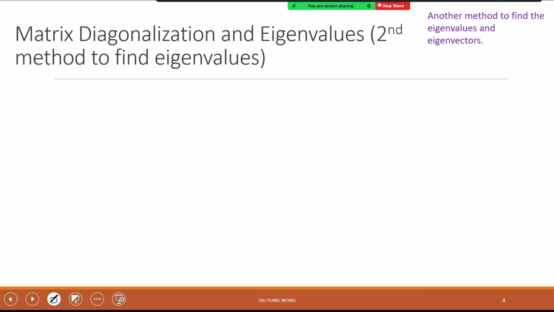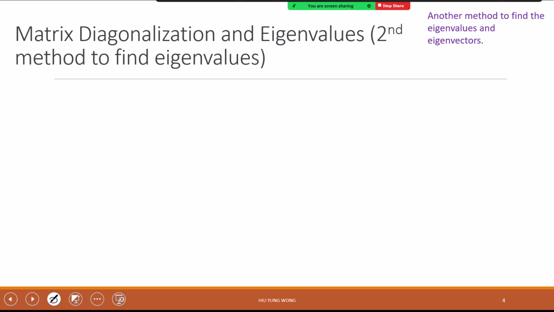Last time we already discussed how to find the eigenvalues. We did not talk about diagonalization. We said how to find the eigenvalue and eigenvector: we just solve the equation. Here we use another method to find the eigenvalues and eigenvectors, and at the same time I try to introduce the concept of matrix diagonalization. It is equivalent to finding eigenvalues and eigenvectors.